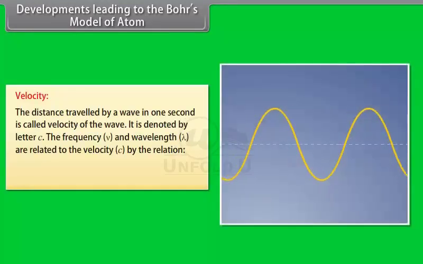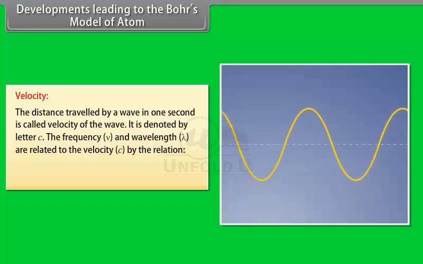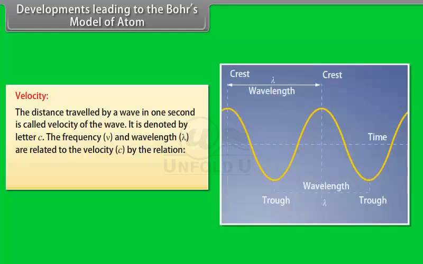Velocity. The distance travelled by a wave in 1 second is called velocity of the wave. It is denoted by letter c. The frequency and wavelength are related to the velocity c by the relation c is equal to mu into lambda. Its unit is meter per second.